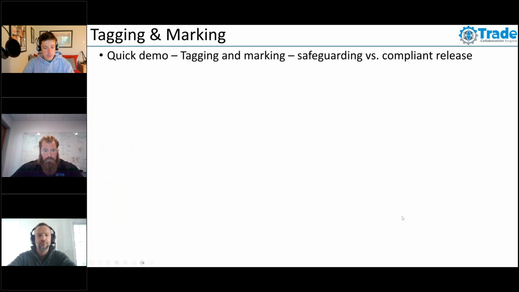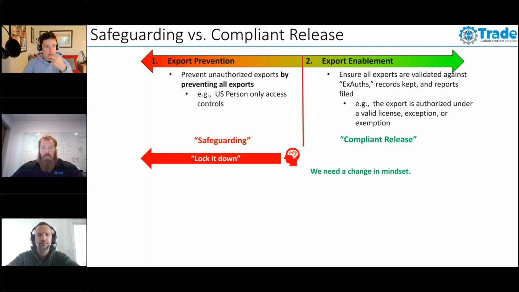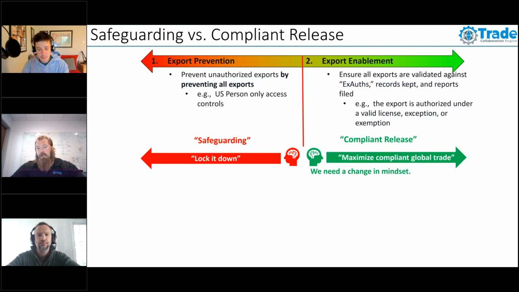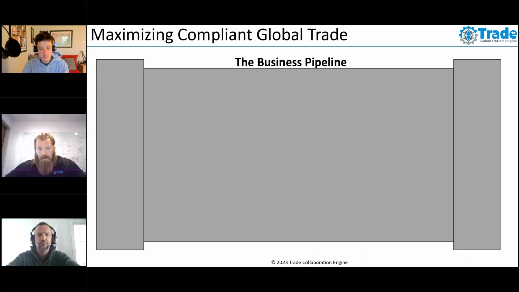All right. When we're talking about Zero Trust and we're focused on the compliant release use case, we really have to make a change in mindset from one of, let's lock it down, let's safeguard it, to one of, let's maximize compliant global trade. How do we do that? If we focus on this and enable it, maximizing the domestic collaboration is simply a byproduct. In the Zero Trust model, everything requires an authorization.